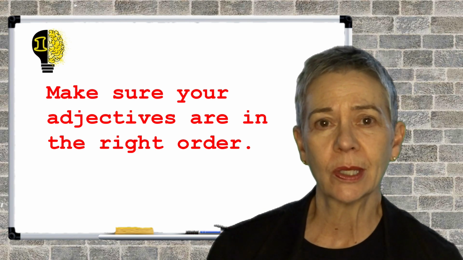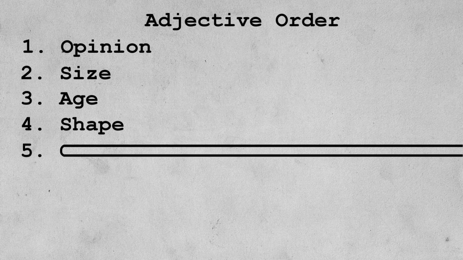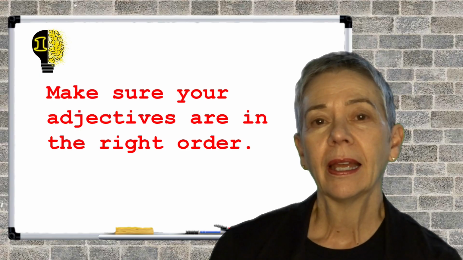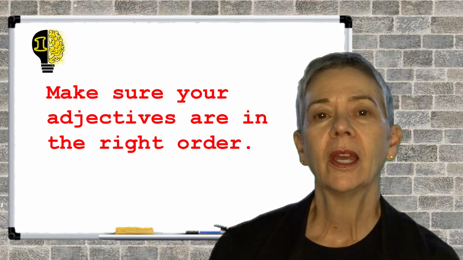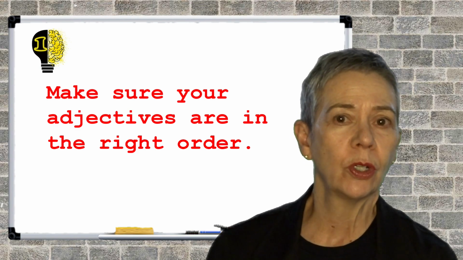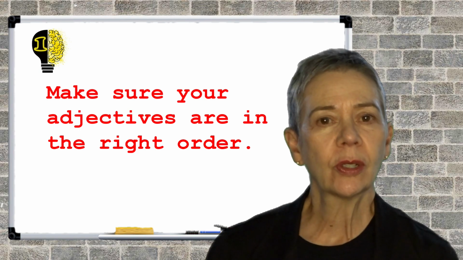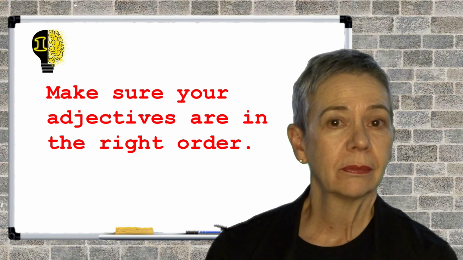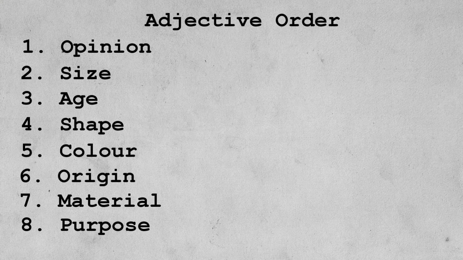And here it is. Order goes from 1 to 8. Opinion, size, age, shape, color, origin, material, and purpose. Let me give you an example. You wouldn't say Mary has a white, cute little dog, would you? You would naturally say Mary has a cute little white dog. And it sounds perfectly right, and if you go back to the list of order, you'll see that those adjectives are in the correct order.